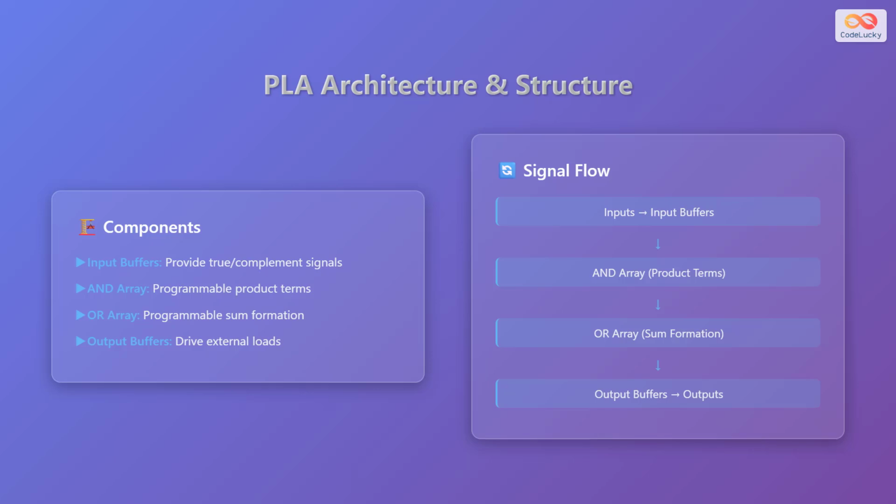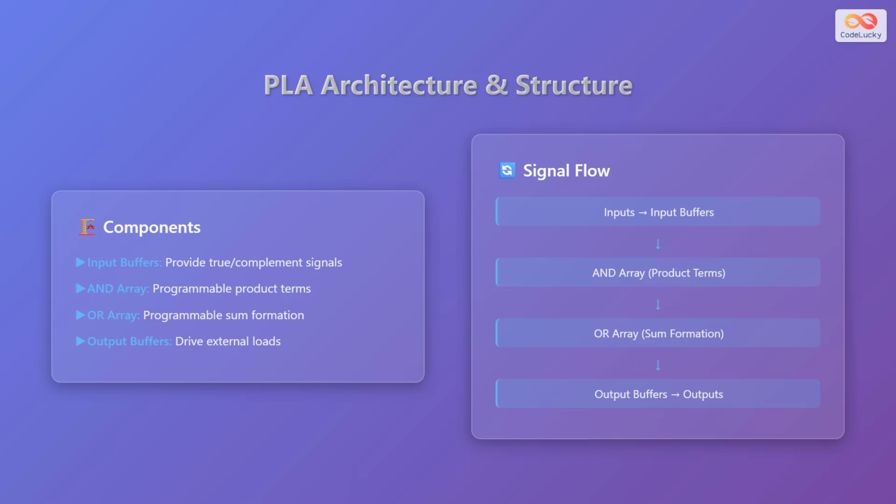In this slide, let's explore the architecture and structure of a programmable logic array, also known as PLA. It mainly comprises four key components: input buffers, an AND array, an OR array, and output buffers. The input buffers provide both the true and complement signals of the input variables. The AND array is programmable and generates the required product terms. The OR array is also programmable, forming the sum of these product terms. Finally, the output buffers drive the external loads.